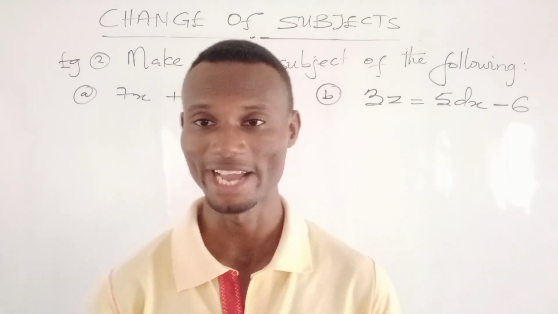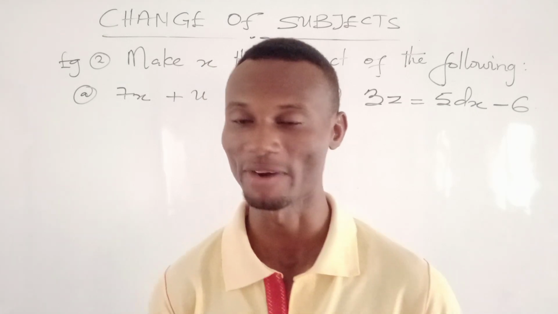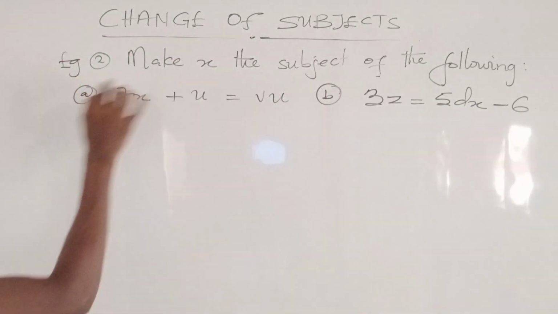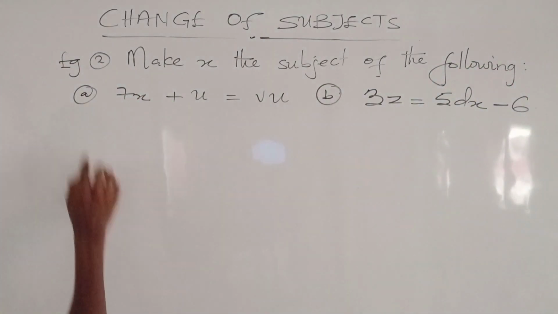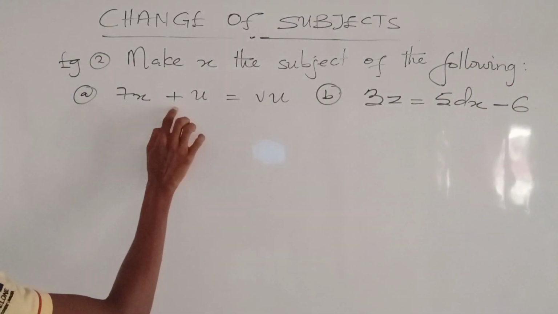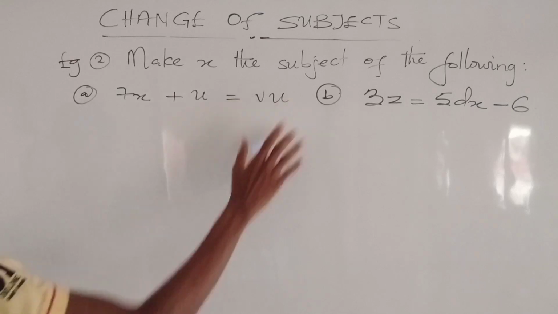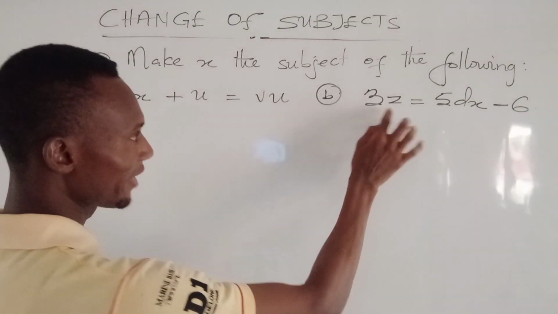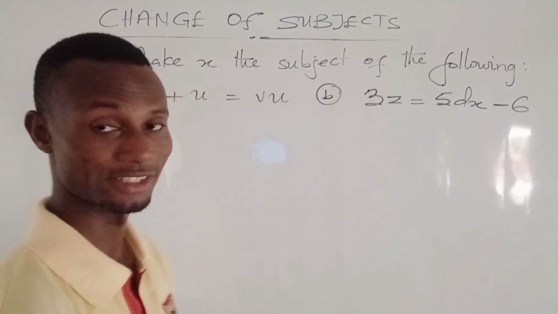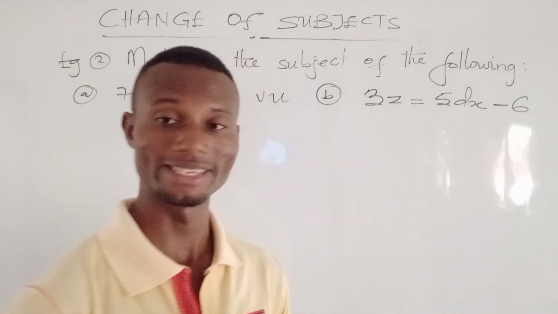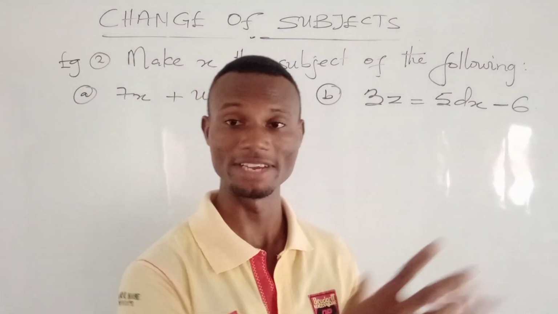Let's go ahead and solve the example 2 that I have on the board. So example 2, it says make S the subject of the following. A, I have 7S plus U equals VU. And B, I have 3Z equals 5DS minus 6. So we are to make S the subject in each of the given equations.